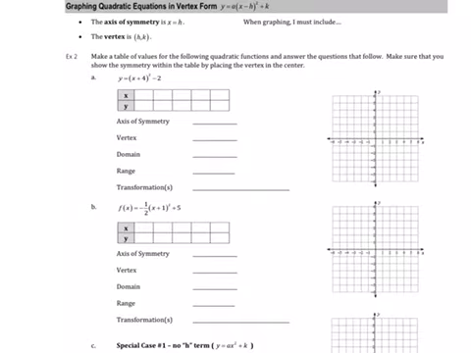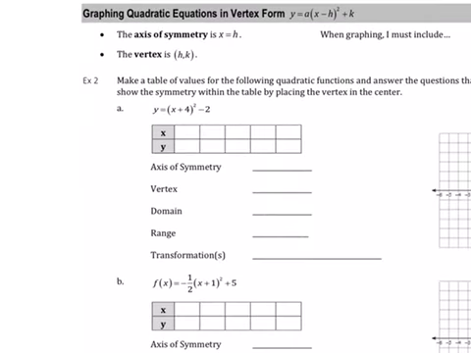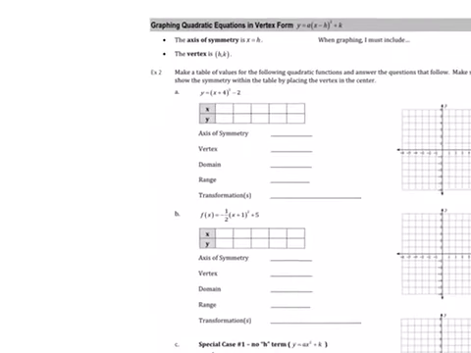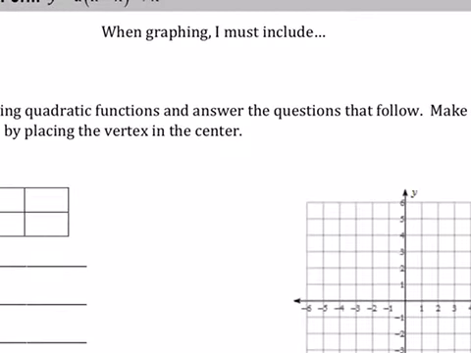Okay, so let's get into graphing these. The axis of symmetry is going to be x equals h. You may have noticed that because remember, h is always going to be our x value of the vertex, which is the same thing as the equation of the line we've been using for our axis of symmetry, okay? So the vertex is going to be h comma k, touched on that. When graphing, I must include, okay? So what do we need to see? This is what we need to see.